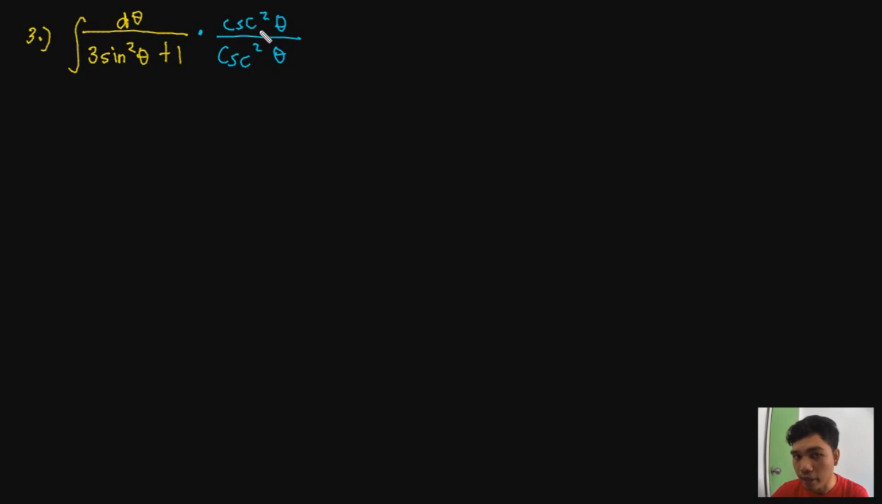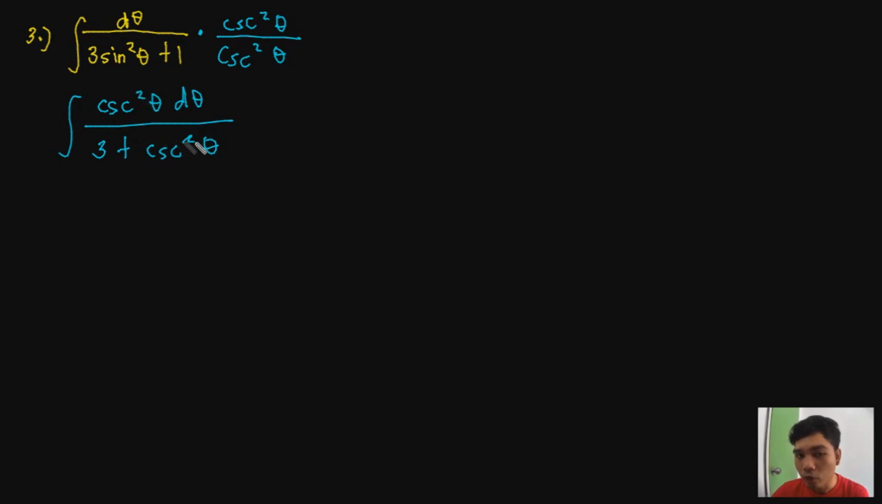But if this is the case, I can use another function wherein the derivative would result in cosecant squared theta. So this becomes cosecant squared theta d theta, and then we divide this by 3 plus cosecant squared theta, right? And then I said I'm going to use a function that will result in cosecant squared theta. That is cotangent, right? We know that when we differentiate cotangent, it becomes cosecant.